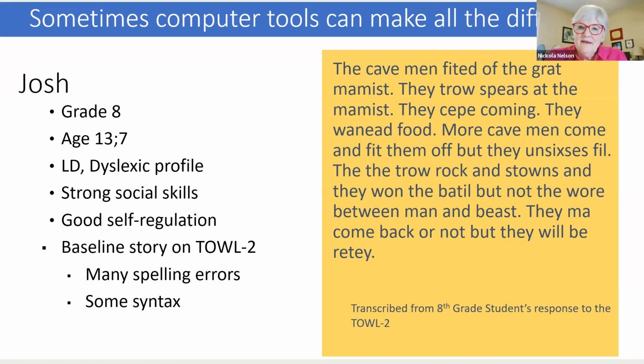He wrote, "The cavemen fighted off the great mammoths. They throw spears at the mammoths. They kept coming. They wanted food. More cavemen come and fend them off, but they unsuccessful."